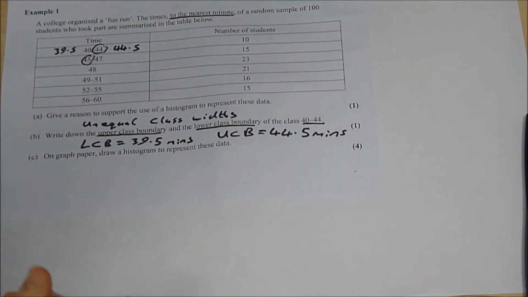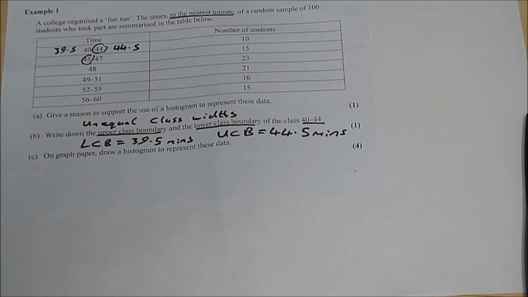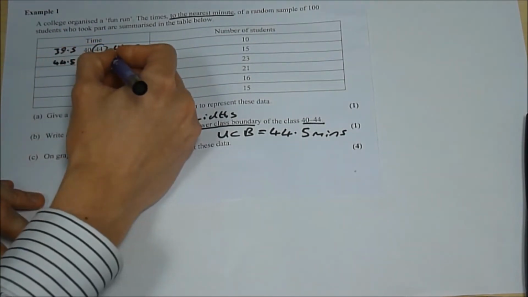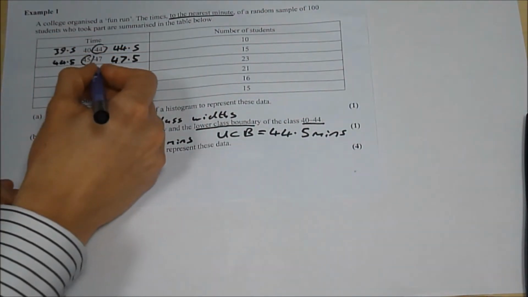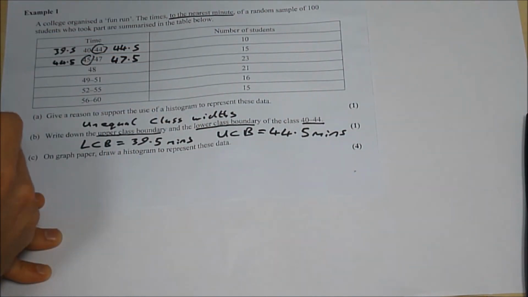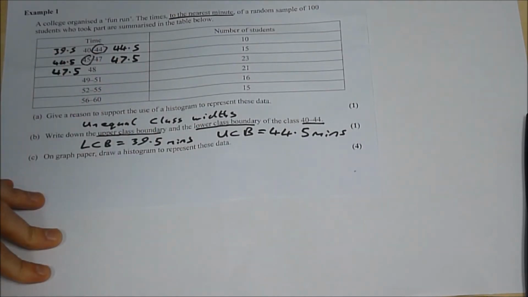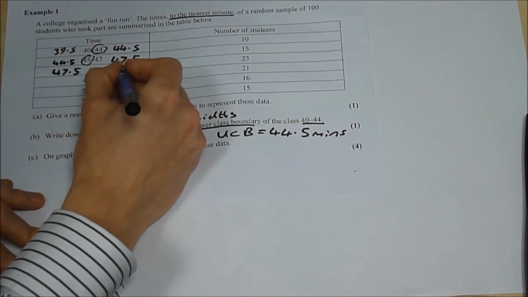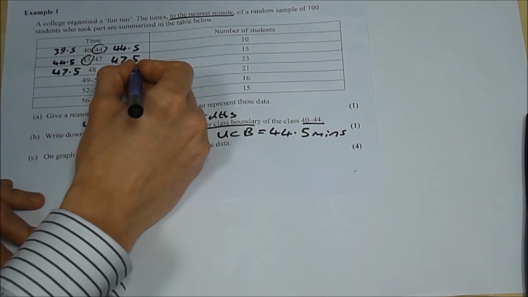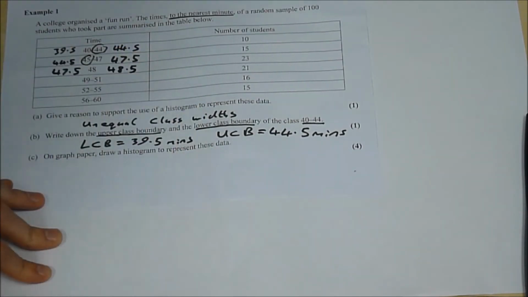Now, to put our class widths in, we're going to need to think about the boundaries. So I'm going to go ahead and put the boundaries for each of them. The lower boundary for the next group will be 44.5, and the upper boundary will be 47 plus half a unit, so 47.5. Now 48 on its own, well, anything that was 47.5 minutes or more would be rounded up, and anything up to 48.5 minutes would be rounded down.